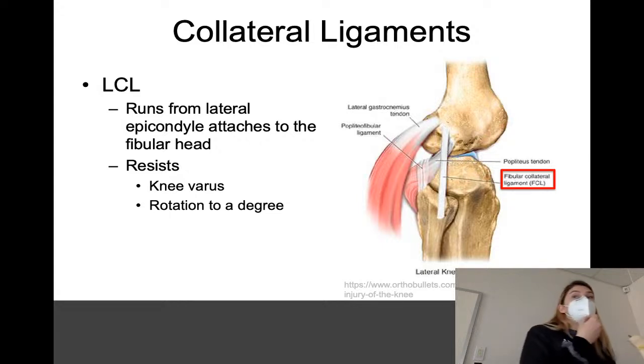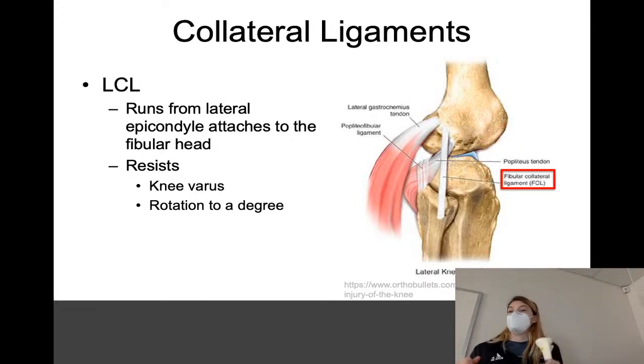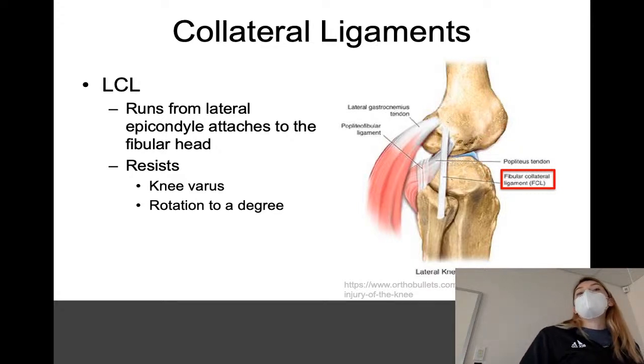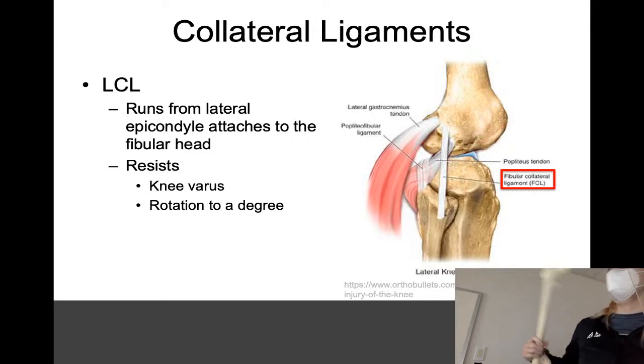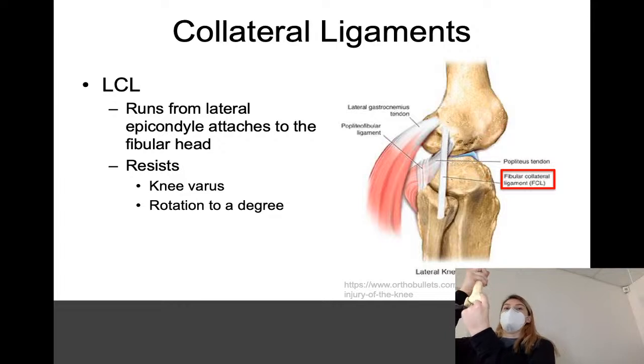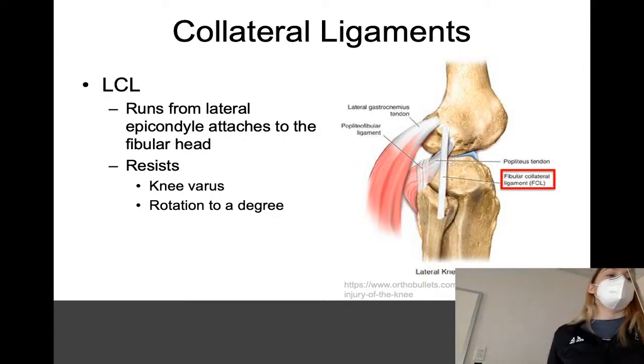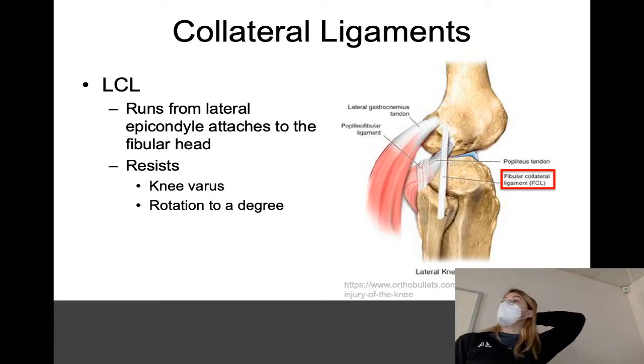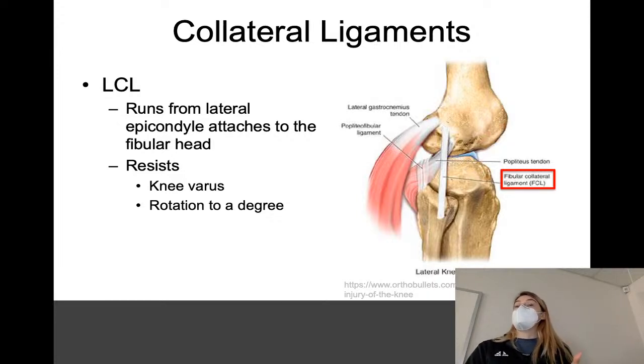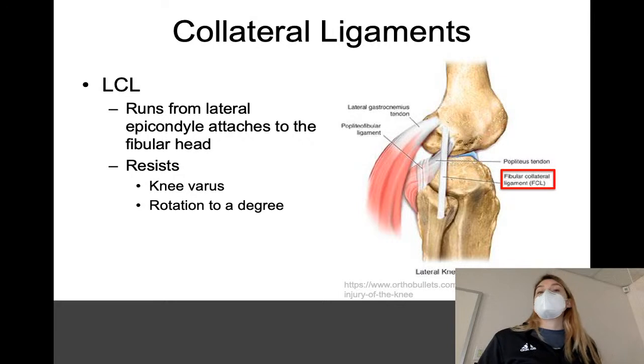Versus the LCL, which you can already tell is much thinner than that MCL. Your LCL is almost like a pencil, it's so thin. So it's going to run from lateral epicondyle, which we know is the bump on the top of that lateral condyle, and it's going to attach straight onto the fibular head. It does not attach to the lateral meniscus, so that's why oftentimes, if you have an MCL tear, you've also torn your medial meniscus because they're attached. Versus if you tear your LCL, you don't often tear your lateral meniscus because they're not attached.